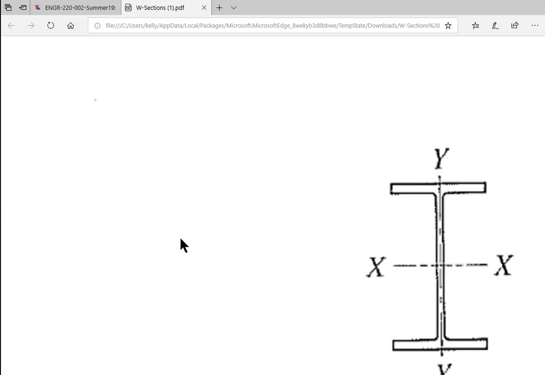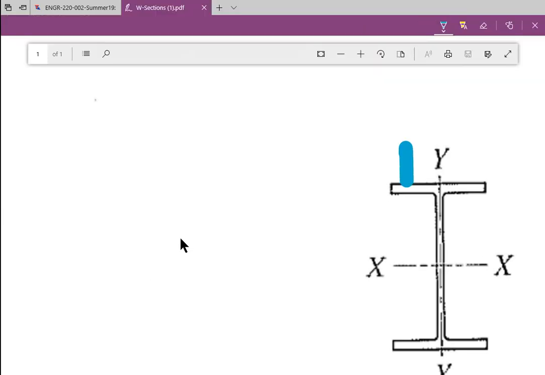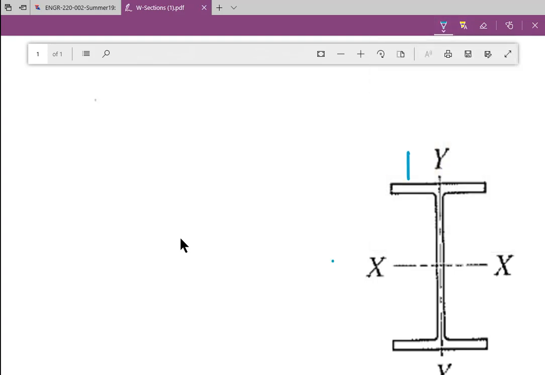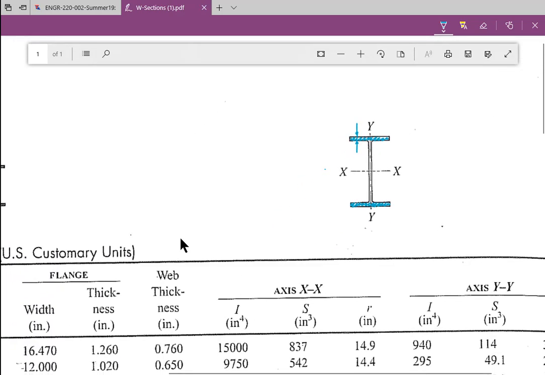So can I draw on here? Oh, wow, I can draw really big. I'd like to draw a smaller line. There we go. That is the thickness of the flange. This part is the flange. So is this part. They should be identical on an I-beam. What else is in here? The web thickness would be this guy.